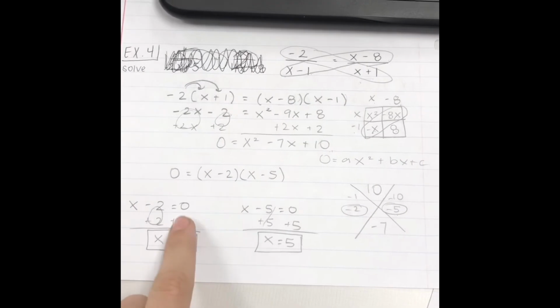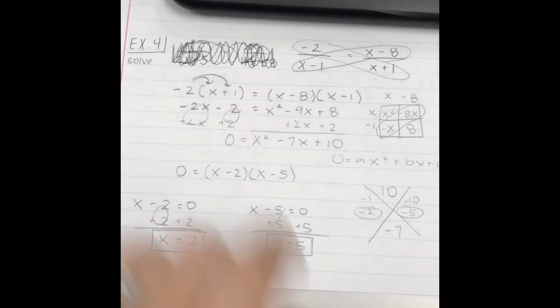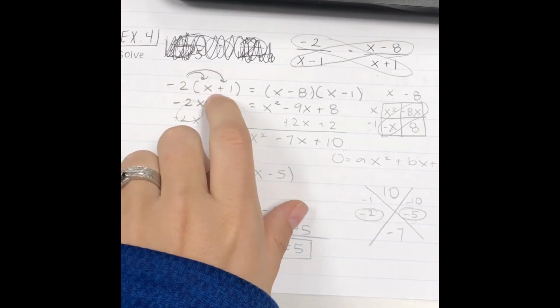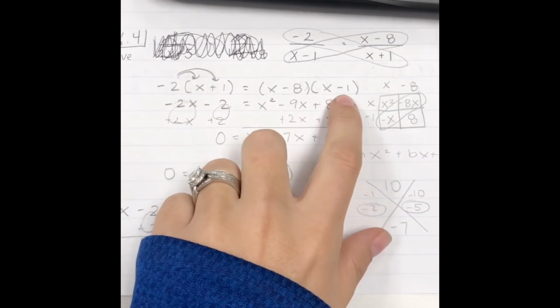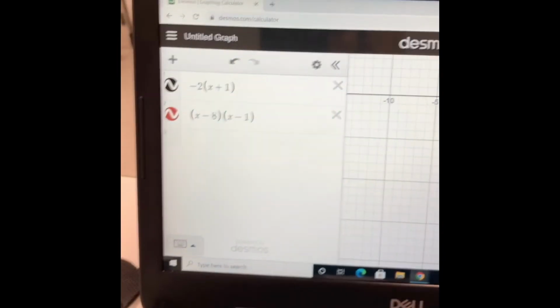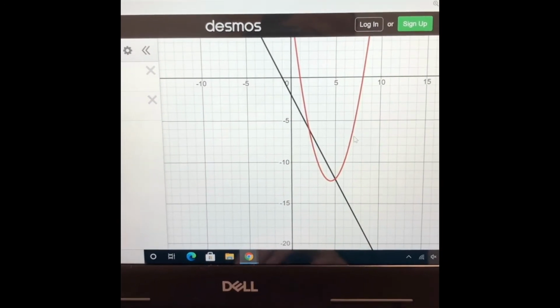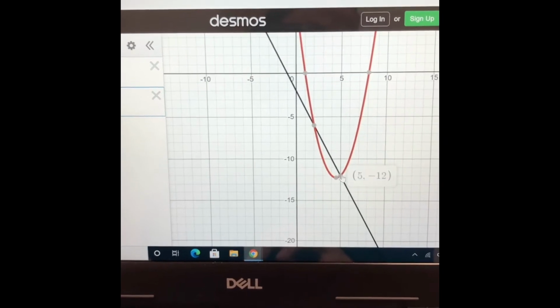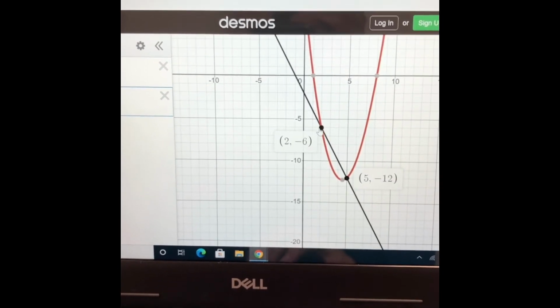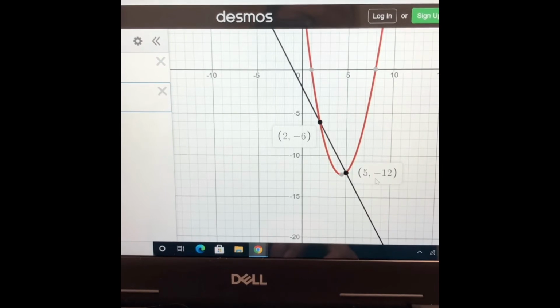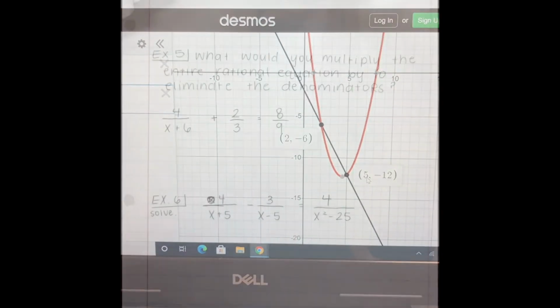All right, so we got 2 and 5 as our answers for this one, so I'm typing in this left side of my equation and this right side of my equation into Desmos. Okay, so I have it typed in. It's graphed over here. I'm going to click on one of the functions to see my intersection points. The x values are 2 and 5, like our answers.